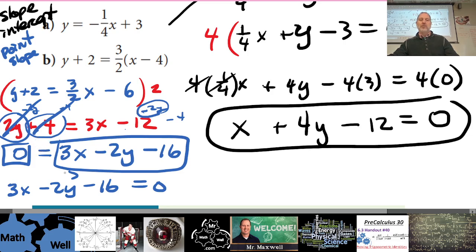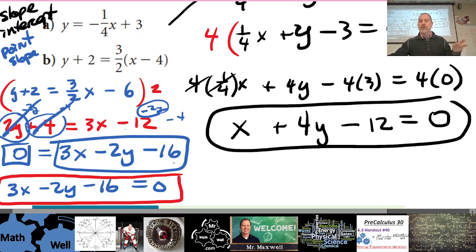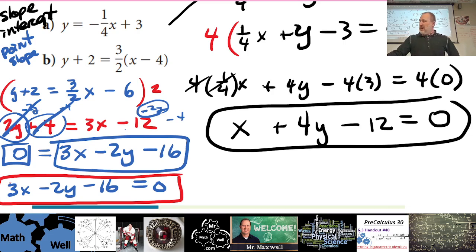Because we're just learning this stuff, I would suggest please make sure that all the terms are on the left side, that B and C are whole numbers or integers, and that the A is positive there. Okay? All right. Question? Yeah?